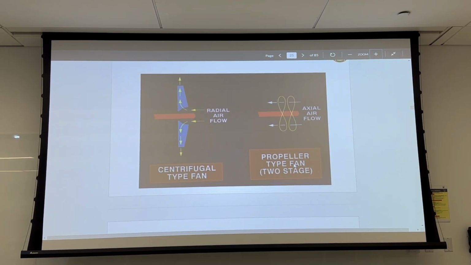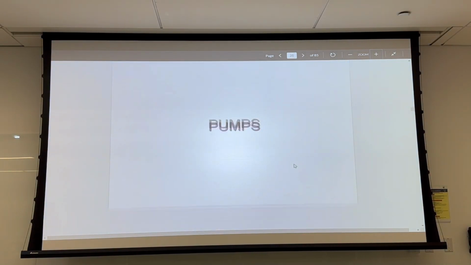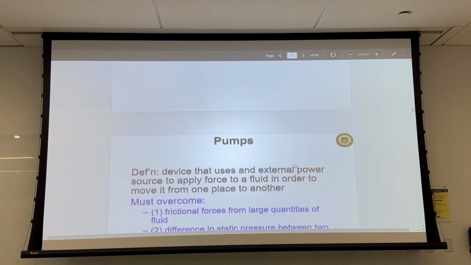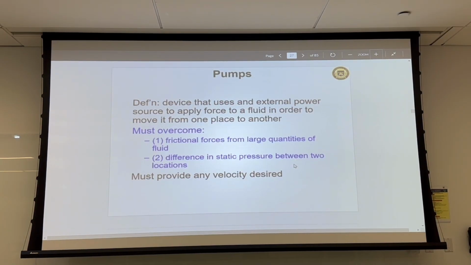So it depends on whether we're trying to increase the volume of the fluid or the pressure of the fluid. It is used in that sense. In the next few slides, I'll cover a little bit more into it. Now let's focus on pumps. That's the main topic for ours, and let's stay focused on this one now.